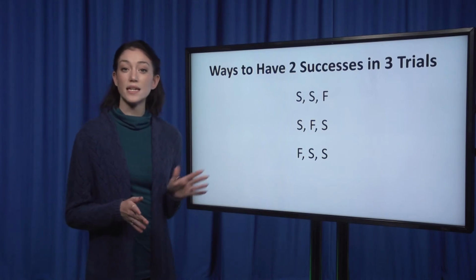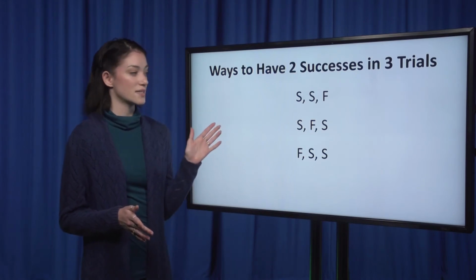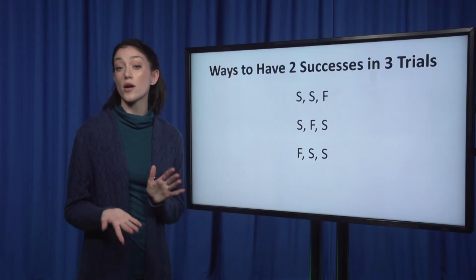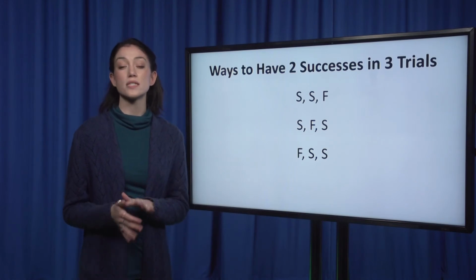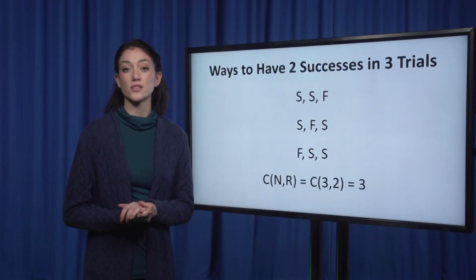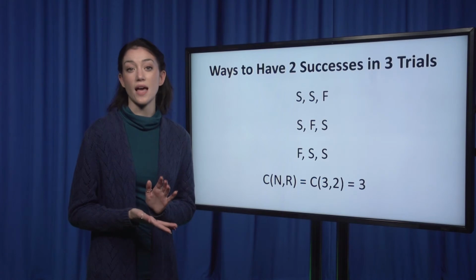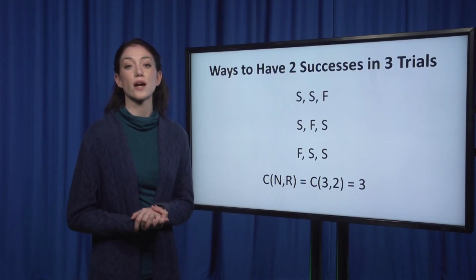As you can see, in each sequence, there are 2 successes and 1 failure. The number of different sequences having R successes in N trials is called the number of combinations. In this example, there are 3 combinations for a sequence having 2 successes out of 3 trials.